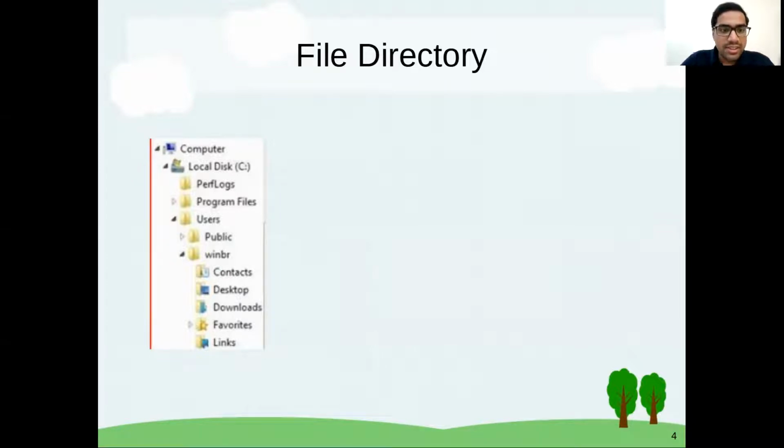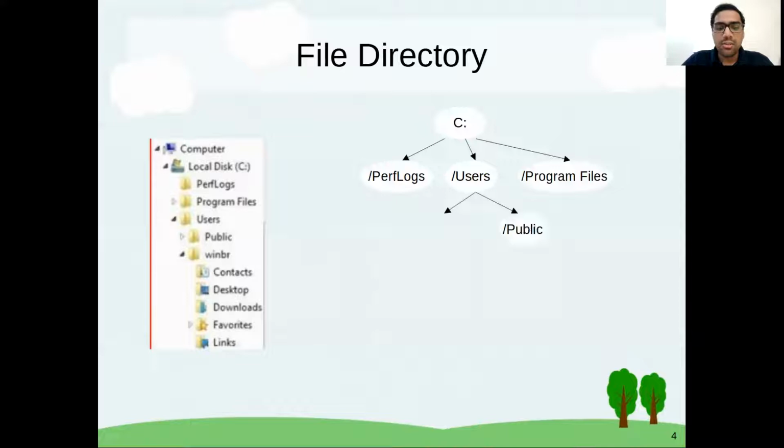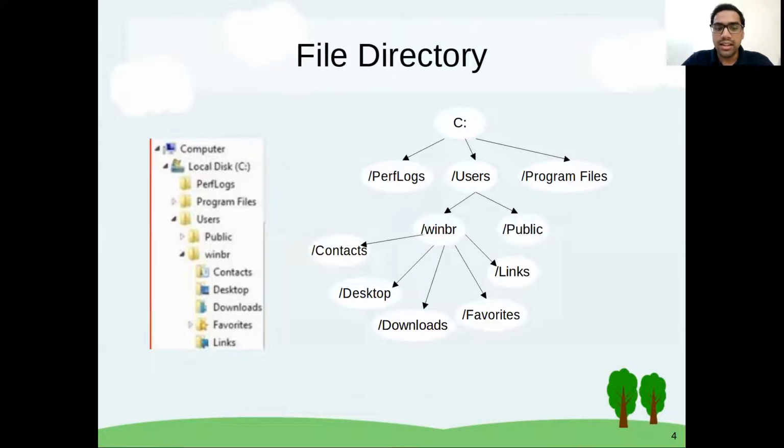Let's take, for example, the local disk, with different folders inside it. So let's add a local disk, the C drive, as the root node, and the 3 folders that are in it. Now, the users folder has 2 more folders, public and WinBR. So we can add these two. And WinBR is further divided into folders such as contacts, desktop, downloads, favorites, and links. In this way, we get a tree representation of the file directories that we see in linear representation.